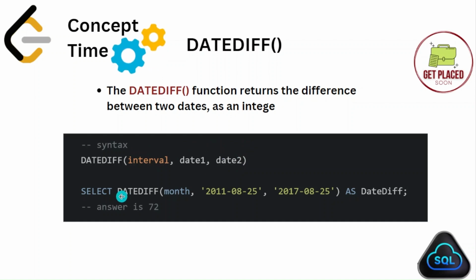So I'll give you an example. We are selecting and we are creating the DATEDIFF function. In this DATEDIFF function, we are giving the month. We are giving two dates. The difference in months between these two dates, 2011 to 2017, is 72 months. And we are mentioning this output as a column. So a DATEDIFF column will be created, and in the column, the value will be 72. This is how it will return.